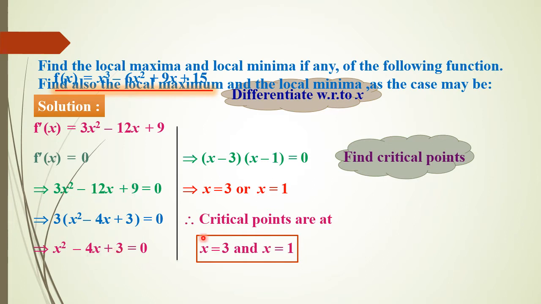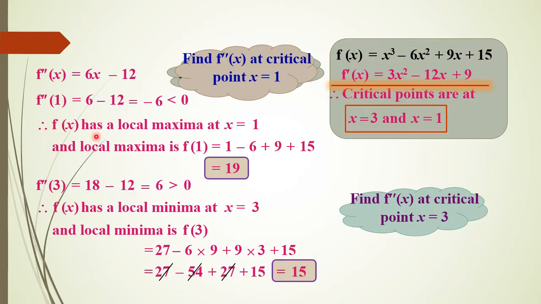Factorize this quadratic equation. You will get two factors, x equal to 3 and x equal to 1. These are called critical points. Now determine local maxima and local minima. To do that, find the second differentiation of the function. Now f double dash of x, 3x square differentiation is 6x, minus 12x differentiation is just 12.